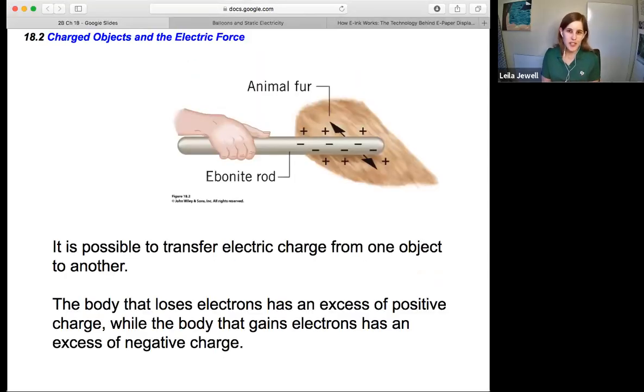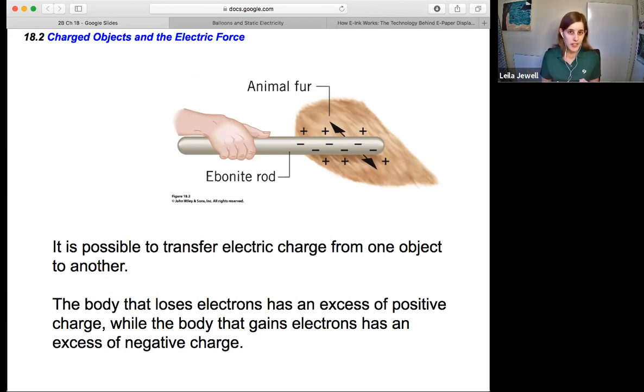Section 18.2, charged objects and the electric force. So it's possible to transfer electric charge from one object to another. Some materials work especially well for this. One example is animal fur and an ebonite rod. These are some ones that we found work really well.